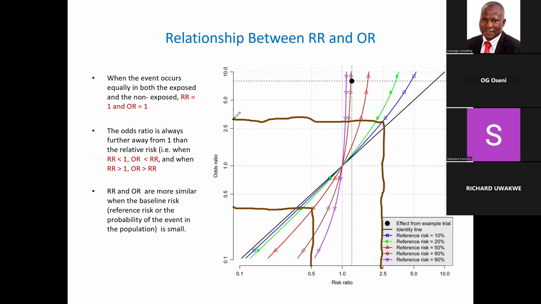So when the relative risk is less than 1, the corresponding odds ratio is less than the value of the relative risk. But when the relative risk is greater than 1, the corresponding odds ratio is greater than the value of the relative risk. The reason is that this follows the relationship between risk and odds. You remember, the risk range of values is narrow, from 0 to 1 or 0 to 100%.